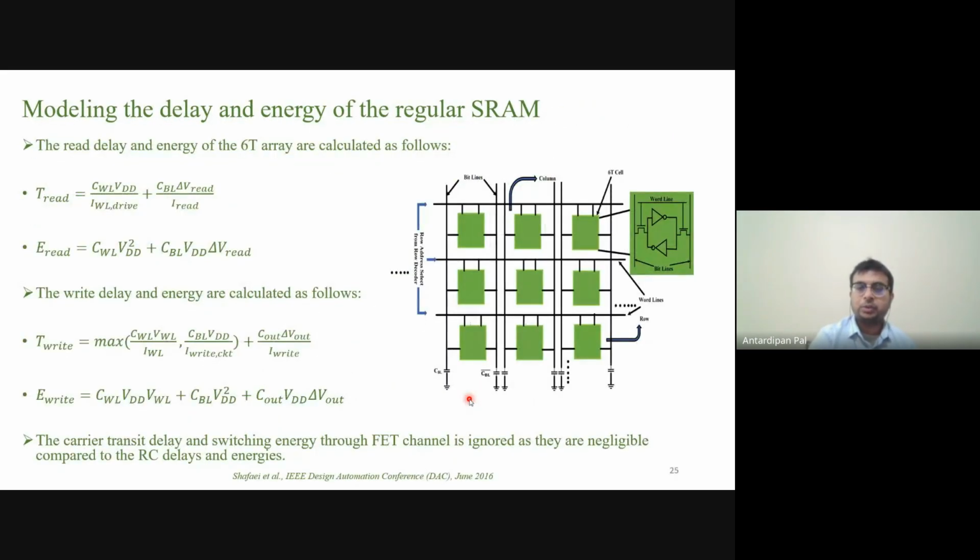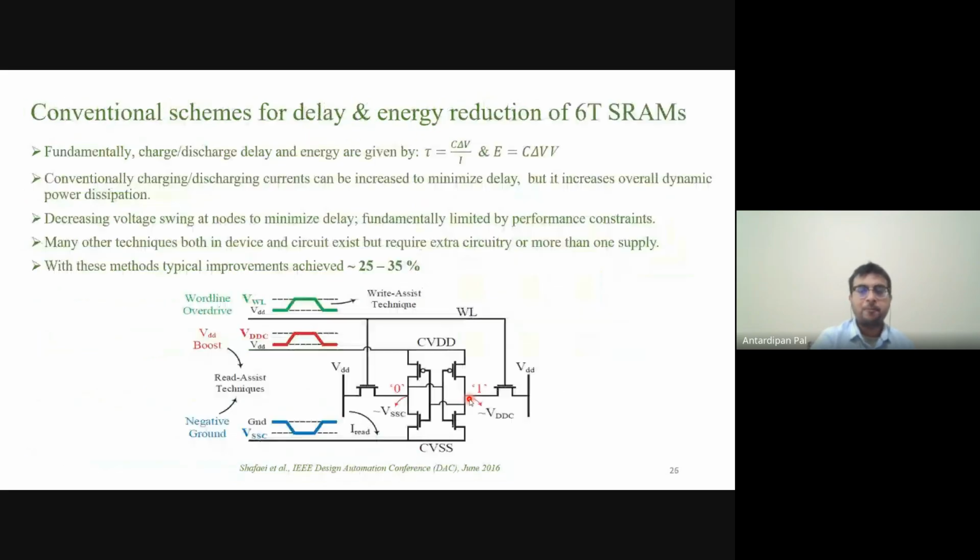Now, first let me discuss the conventional ways to reduce energy and delay consumption in SRAM. So these are some of the conventional ways. We can use larger current in the SRAM cell to decrease the delay. That's obviously possible, right? But the problem is, if you use larger current, the overall dynamic power dissipation increases. Now, you may argue with me, it's a single cell, it does not matter. Even if the current increases by 50%, power increases by, let's say, 1.5 times, it does not matter.